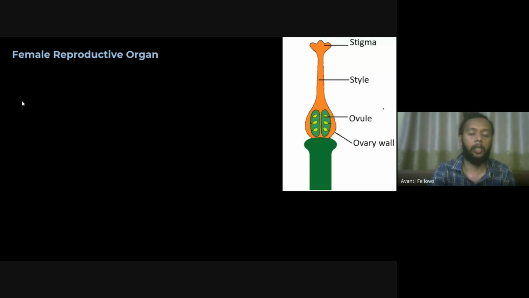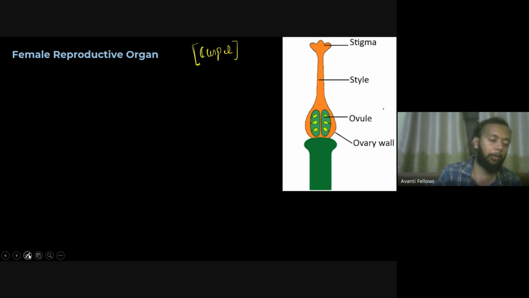Now, when we discuss a female reproductive organ, we are basically discussing the gynoecium, which can also be called the carpel. When we discuss the carpel, you should know what it is going to have. The carpel has three parts, which you can very clearly see over here. It will have the stigma, which is the landing platform for the pollen grain. Pollen grains come along with the wind or along with insects and sit on the stigma.